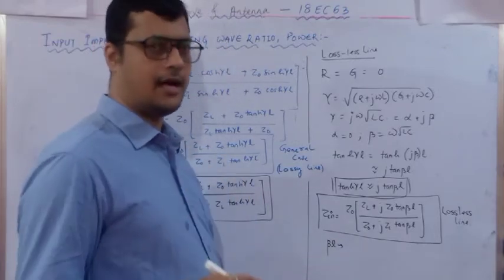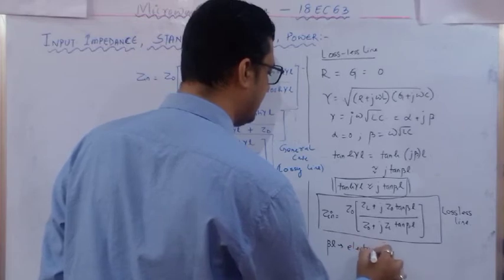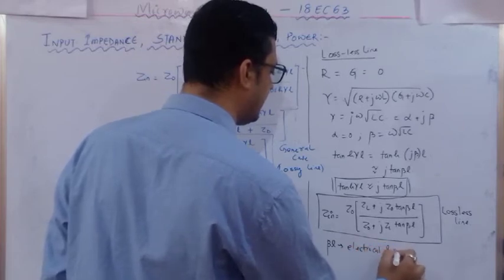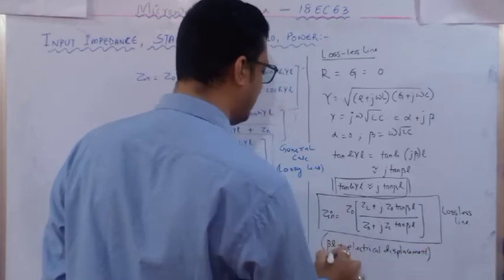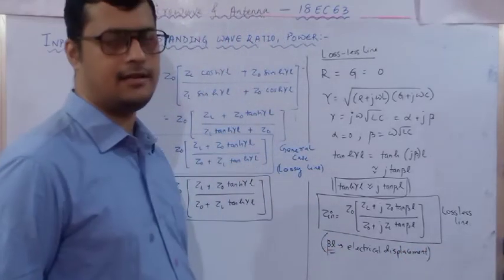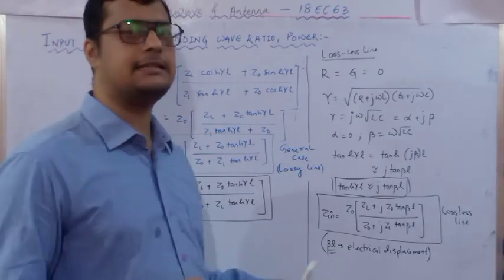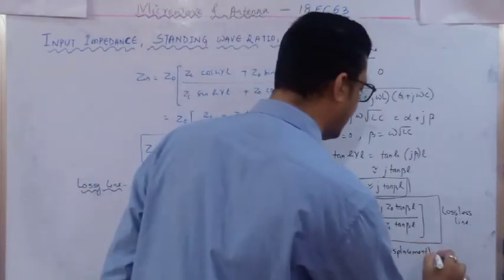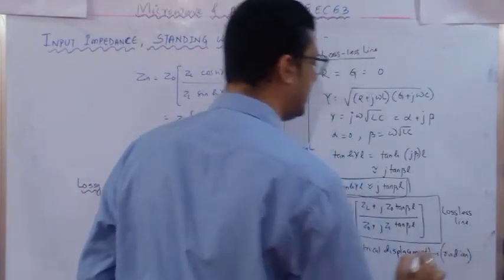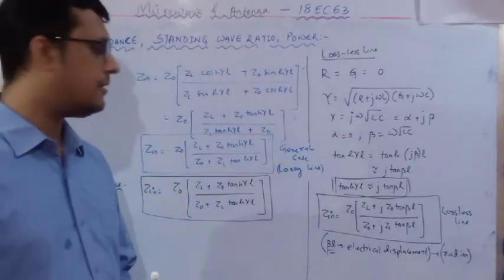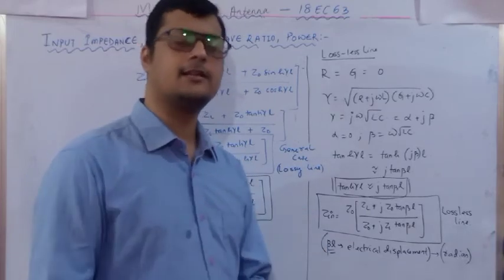Okay. Now here one more important factor, beta L. In the question they will ask what is electrical displacement. So electrical displacement is nothing but beta L. What is beta? Beta is radian per meter. What is L? L is in meter. So what is the unit of this electrical displacement? Electrical displacement will be in radian, because it is a product of beta and L.